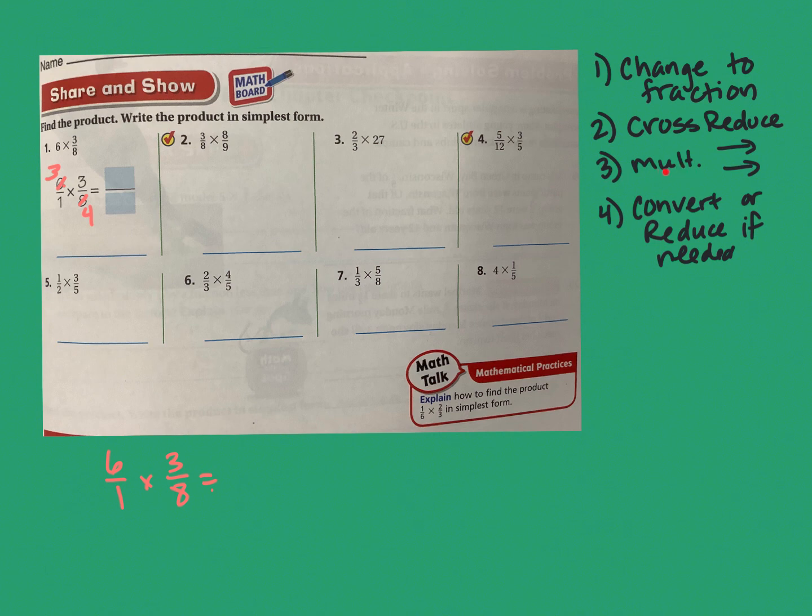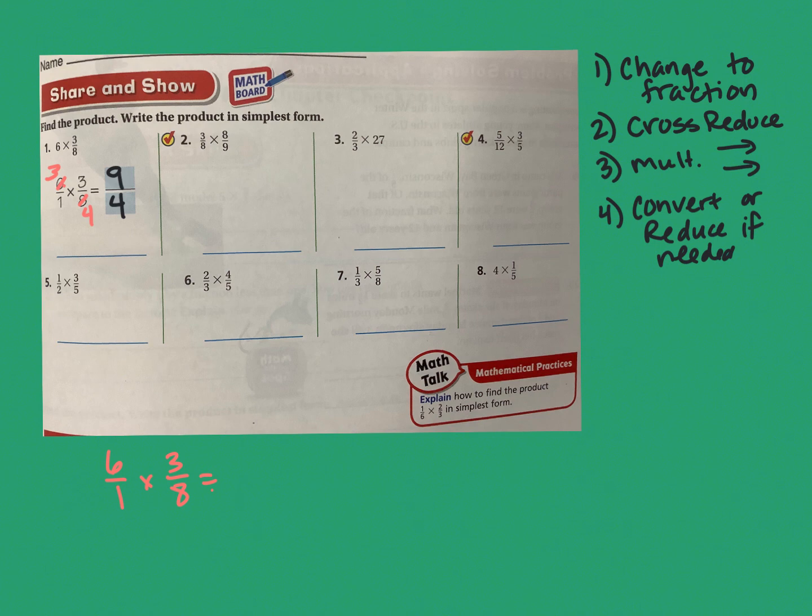Now I'm on this next step, multiply my numerators and my denominators. No common denominators, thank you. 3 times 3 is 9. Thank you, Mrs. Sanchez, for making me memorize my multiplication facts. 1 times 4 is 4.